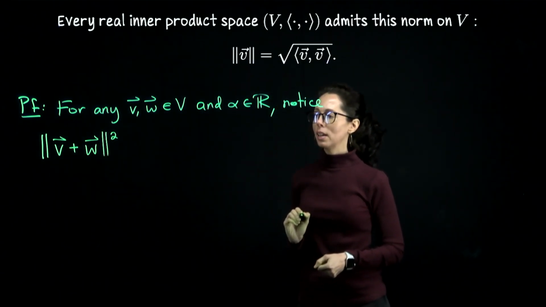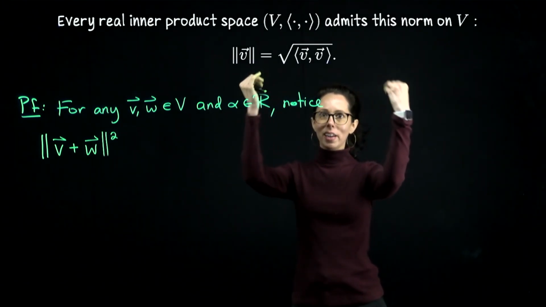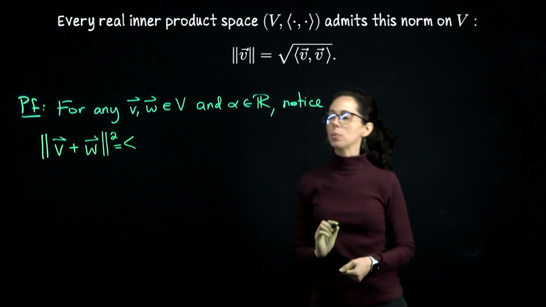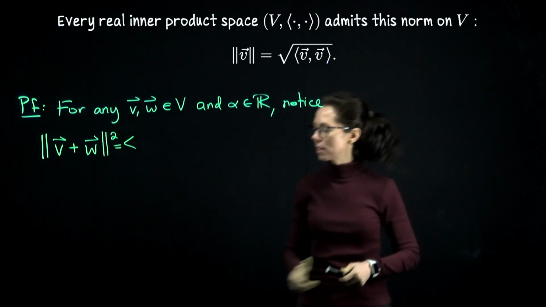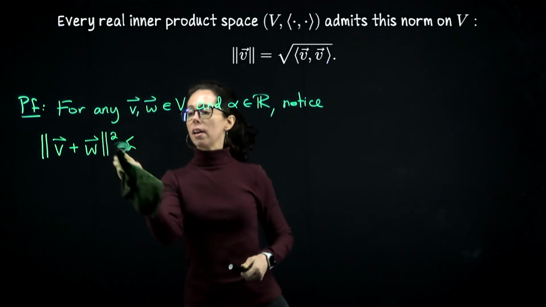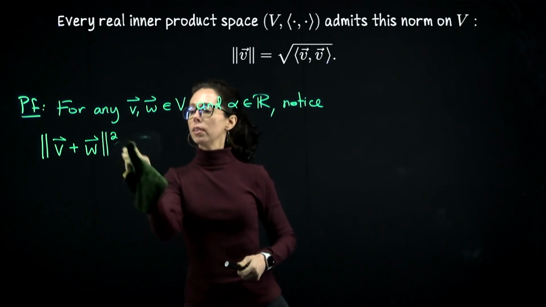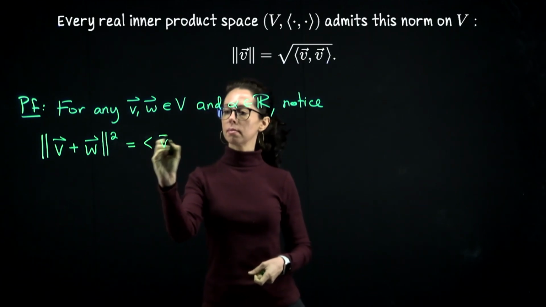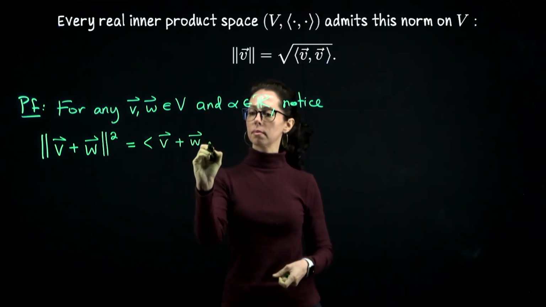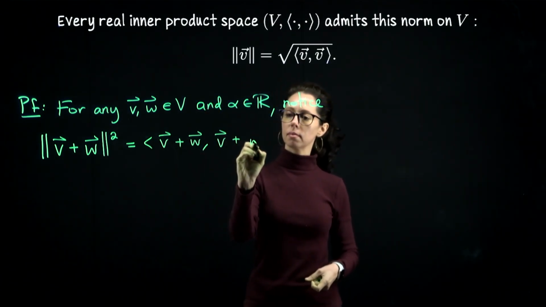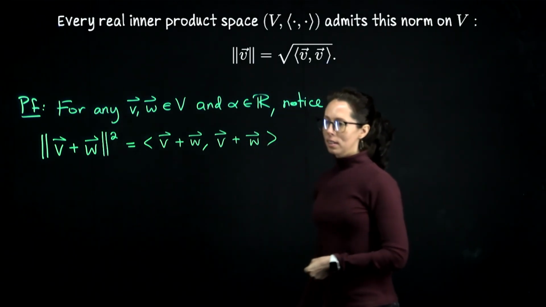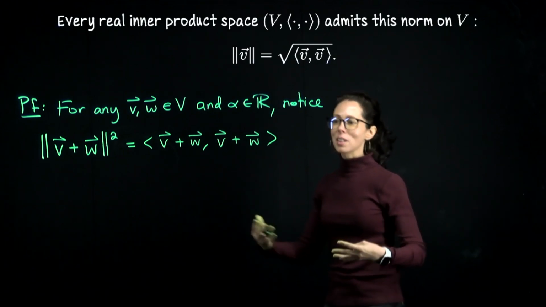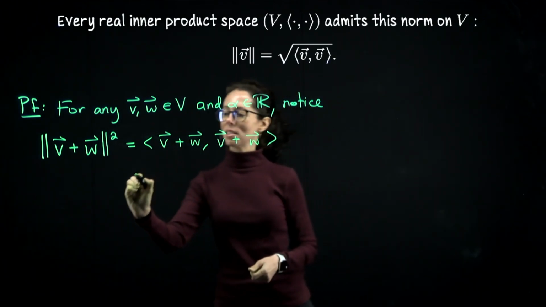Okay. That's going to be like squaring the right-hand side here. So that's going to be equal to, sorry, let me just rewrite that. The inner product of the sum v plus w with itself. Okay, we have linearity of the inner product, symmetry of the inner product, etc. So I can expand this.